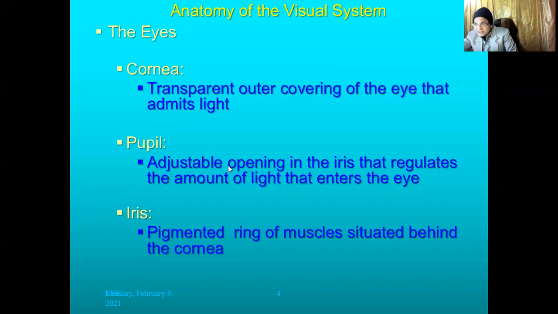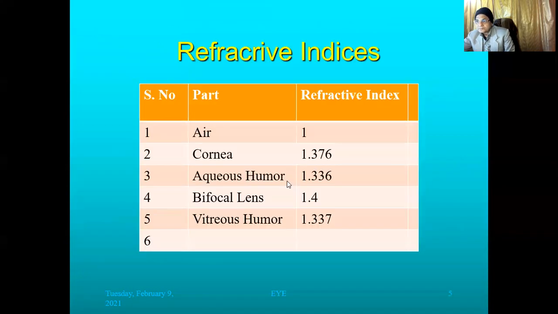So the adjustable opening in the iris that regulates the amount of light that enters the eye. Now the iris is the pigmented ring of muscles situated behind the cornea, and in this way we have studied about the different parts.